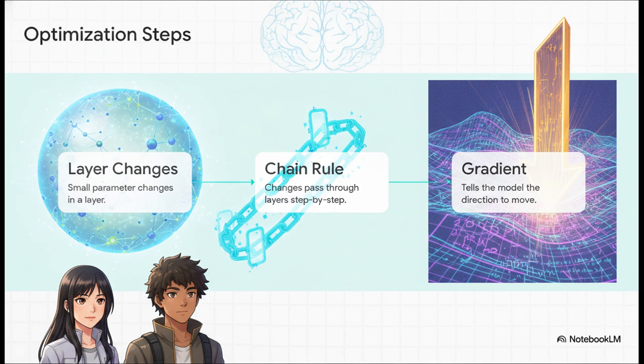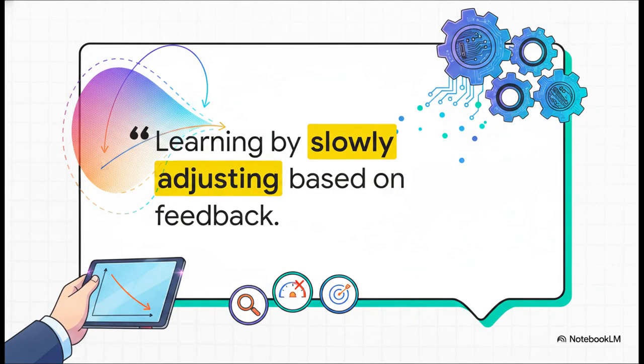Oh, and for the really incredibly complex adjustments, models will use mathematical extensions of this whole idea called the Jacobian and Hessian matrices. I love how our source summarizes this because it cuts right through the noise. Despite all the fancy terminology, partial derivatives, gradients, matrices, the core idea of calculus and AI is just this: learning by slowly adjusting based on feedback.